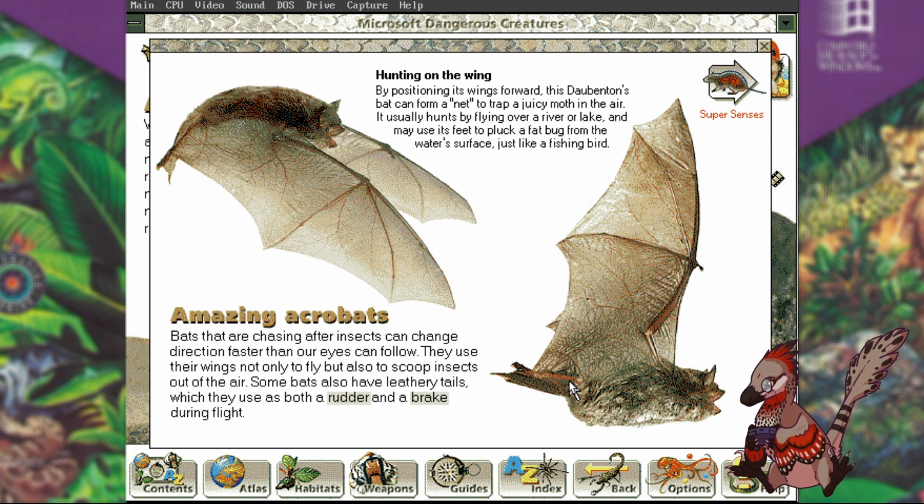Hunting on the wing. By positioning its wings forward, this Daubenton's bat can form a net to trap a juicy moth in the air. It usually hunts by flying over a river or lake, and it may use its feet to pluck a fat bug from the water's surface, just like a fishing bird. Amazing acrobats. Bats that are chasing after insects can change direction faster than our eyes can follow. They use their wings not only to fly, but also to scoop insects out of the air. Some bats also have leathery tails, which they use both as a rudder and a brake during flight.